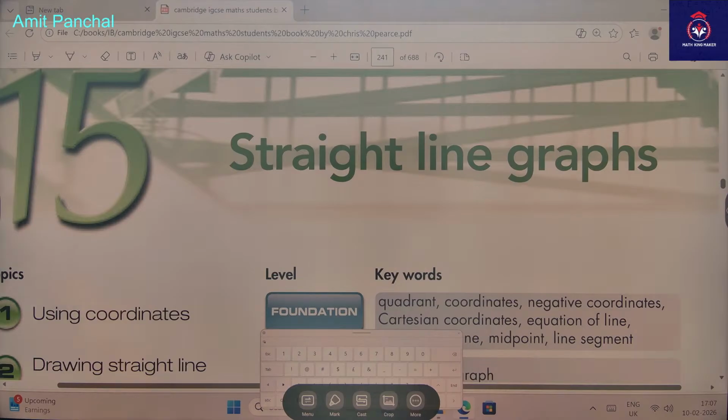Okay, so we'll go through that straight line graph. Yes, sir.